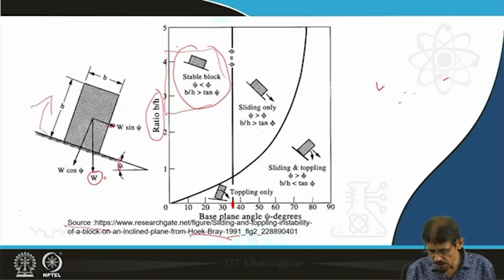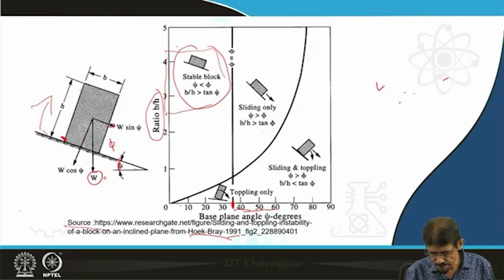However, with an increase in base friction, if this block is going to move up, making more angle, more than 30 to 50, 60, in such a situation, considering the base plane angle psi and the angle of internal friction phi, if psi is greater than phi, meaning the base plane angle is greater than the frictional angle, and b by h is more than tan phi, then in such a case the block starts sliding downward from its position.